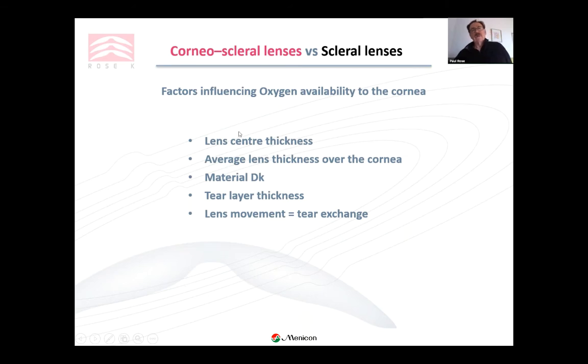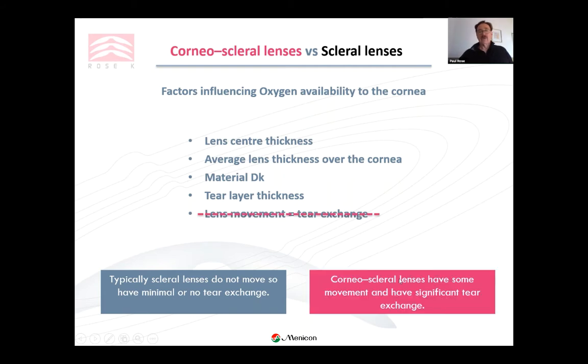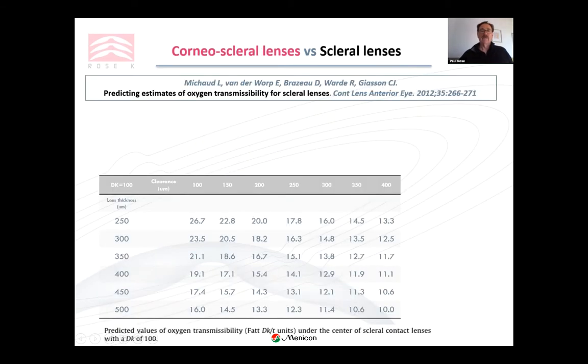What factors influence the oxygen availability of the cornea that we should consider? The thickness of the lens, the average thickness of the lens over the cornea, material Dk, tear layer thickness, and whether the lens moves or not. Typically scleral lenses do not move, so we can take out this last factor here. We don't get a lot of tear exchange. Corneal scleral lenses have some movement, and we know they have significant tear exchange when fitted correctly.